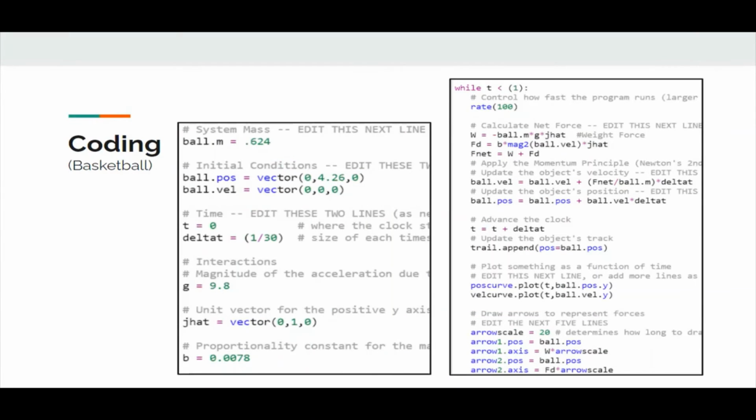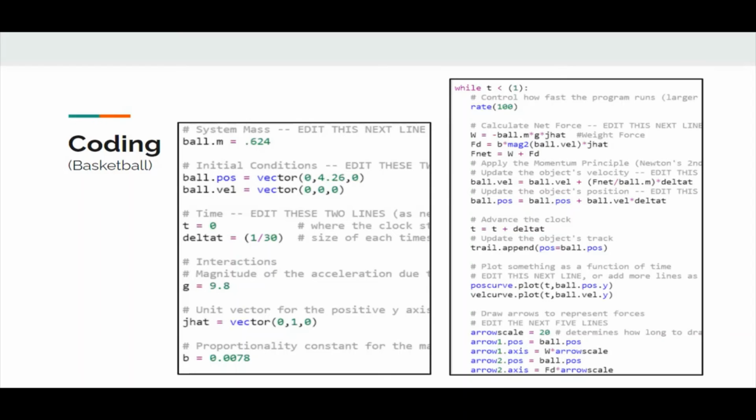Now, for the coding for the basketball, everything follows the same suit except for the mass, which will be 0.624, the original position, which is 4.260, and the change in time, which will be 1/30. Everything else, the g constant, the j hat, the forces, the net force, the update expressions, the arrow scale will all remain the same.